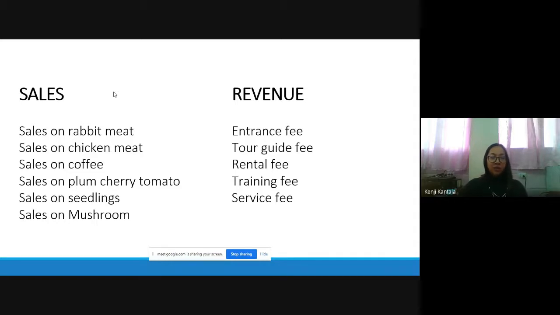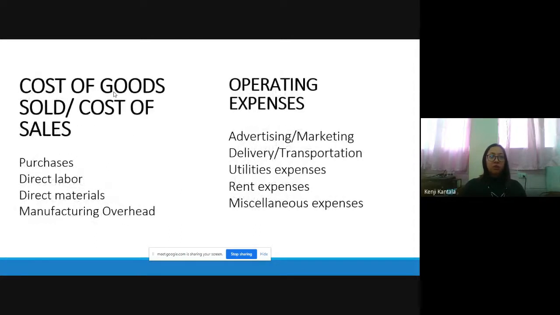And then kapag naman service yung binibenta mo, we call that your revenue. So we have yung mga entrance fees, tour guide fees, mga rental fees, and yung training fees. So also, here are your cost of sales. So we have here yung mga purchases natin. Kapag involved ka naman sa manufacturing, you have your direct labor, your direct materials, and your manufacturing overhead.